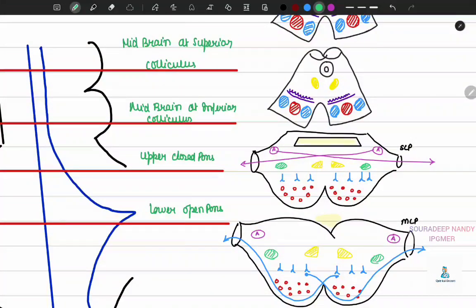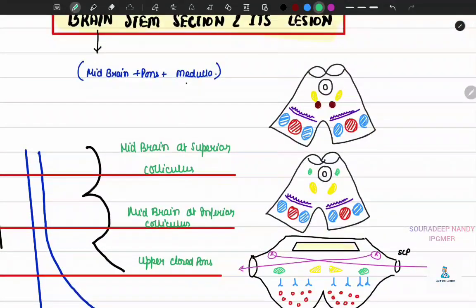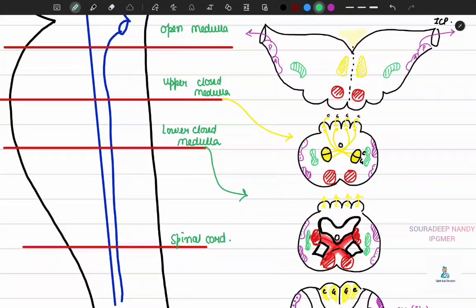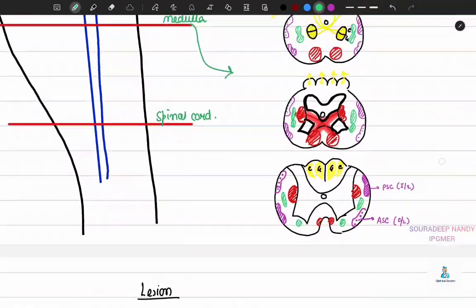Then here it occupies somewhat lateral position, and at the level of superior colliculus it is also named as the spinal lemniscus or lateral lemniscus. At the midbrain it forms a spinal lemniscus. So our major tracts have been discussed.